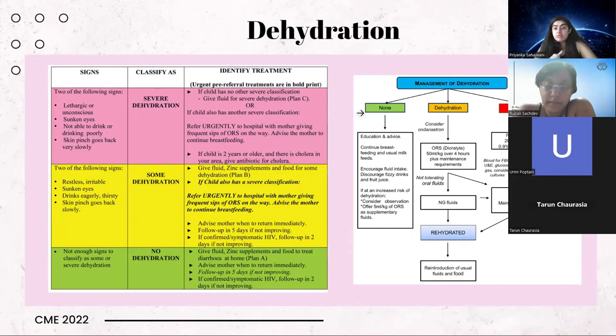Again, if you have signs of shock, if you have signs of severe dehydration, the best thing to do is start your treatment and urgently refer them to a tertiary care center where they can be seen in more detail.